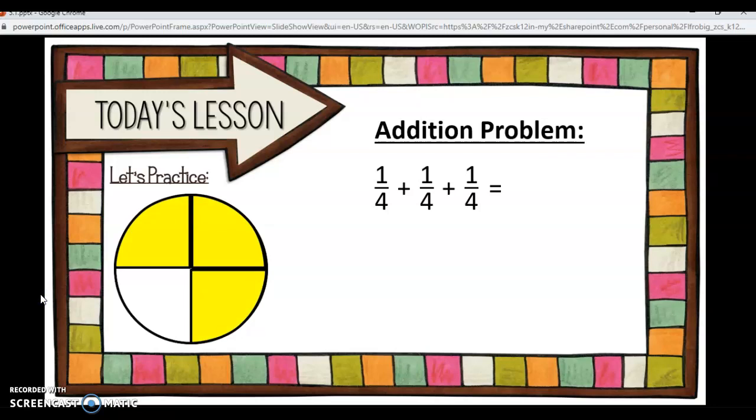If I wanted to know how much of that was colored yellow, I could add these fractions up just like you normally would add. I'm just going to add 1 plus 1 is 2 plus 1 more is 3. And notice the denominator stays the same because it's still out of 4 pieces. So if I added these up to say how many parts were yellow, I would say that it was 3/4, right?